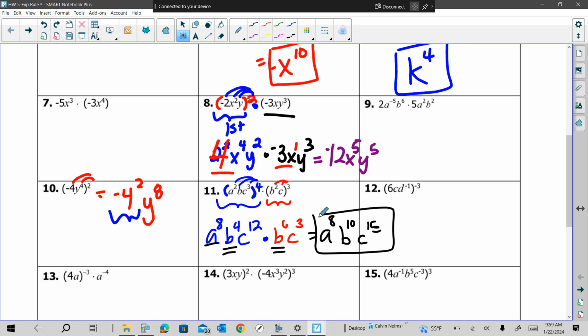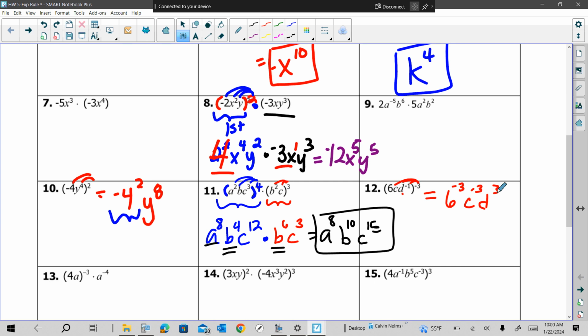Now we're getting into negative exponents. But you still do the power rule first. So we're still going to distribute the exponent of negative 3 to each term. So this is 6 to the negative 3 power, c to the negative 3 power, and a negative times a negative now makes that positive, d to the 3rd power.